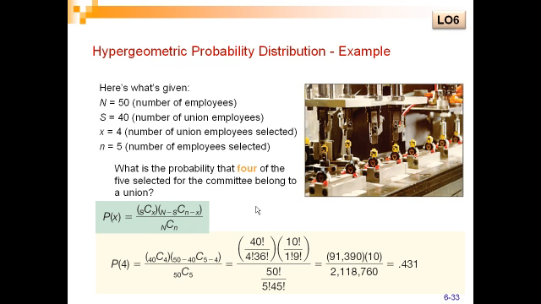So using the formula, you will get 0.431. Thus, the probability of selecting 5 assembly workers at random from the 50 workers and finding 4 of the 5 are union members is 0.431.